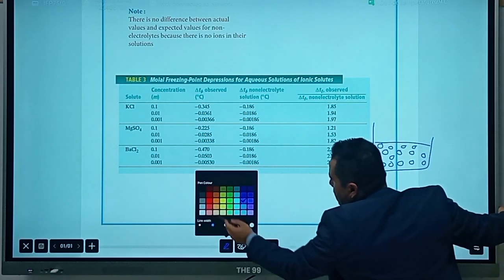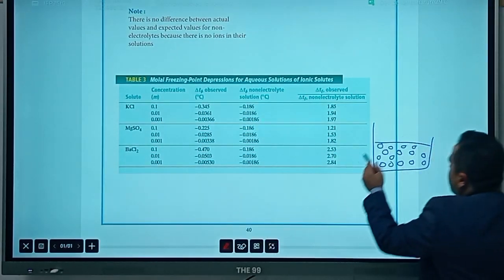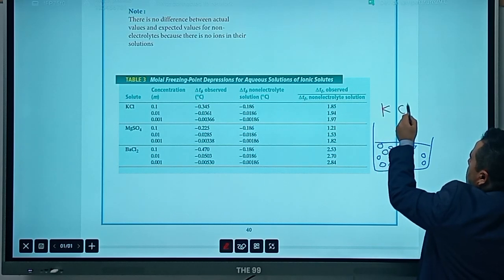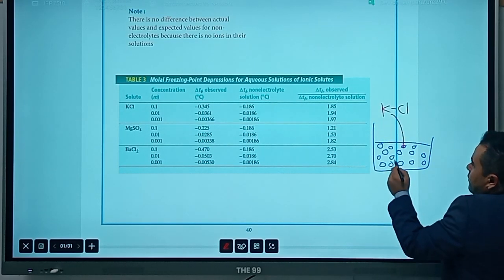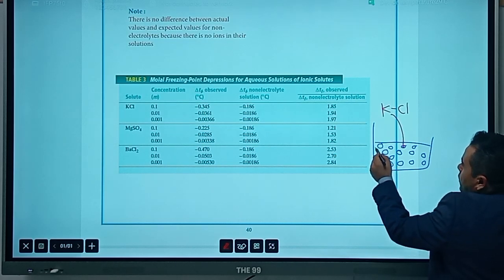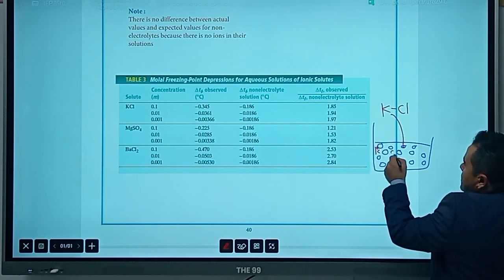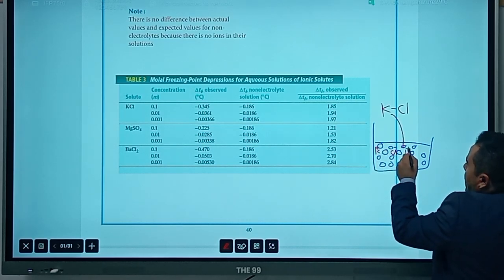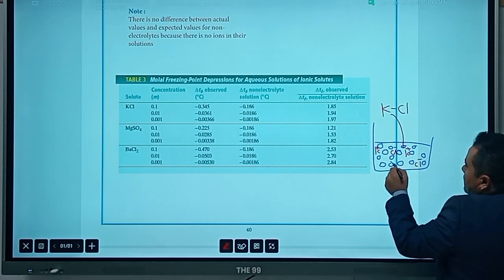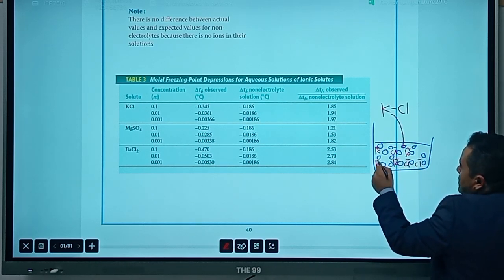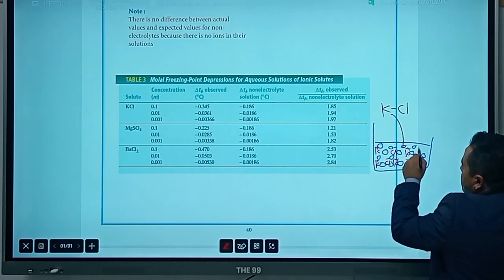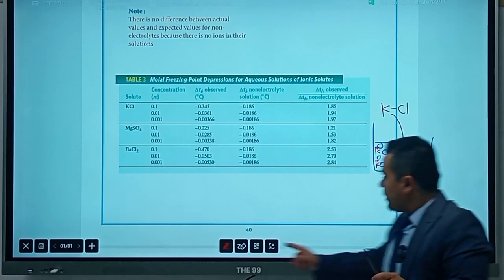This solution contains an electrolyte of KCl. And when we add KCl, the KCl dissolves and dissociates to K positive, Cl negative. There will be several K and Cl as dissociated, individual ions. Okay, guys.